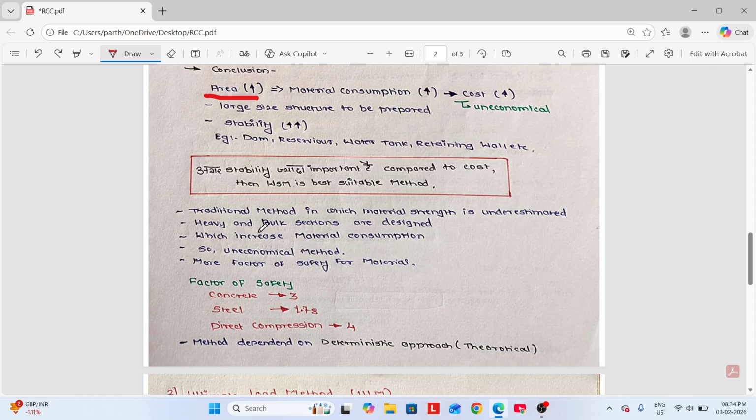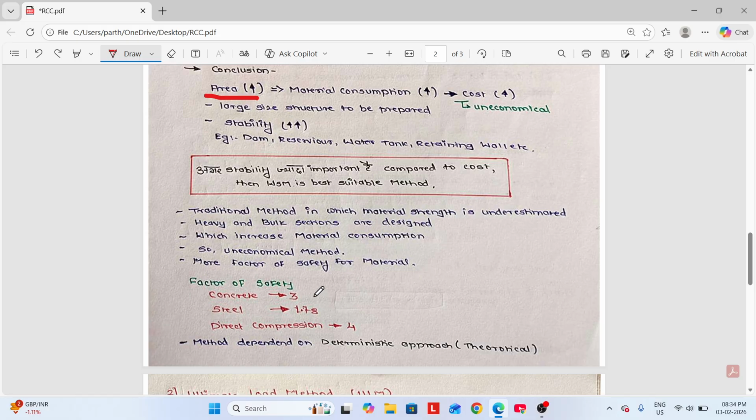Next, the heavy and bulk sections are designed. As here we discussed, the area is more, so heavy and bulk sections are designed, which directly increases the material consumption. So due to high material consumption, it becomes an uneconomical method. So a more factor of safety for material is used.